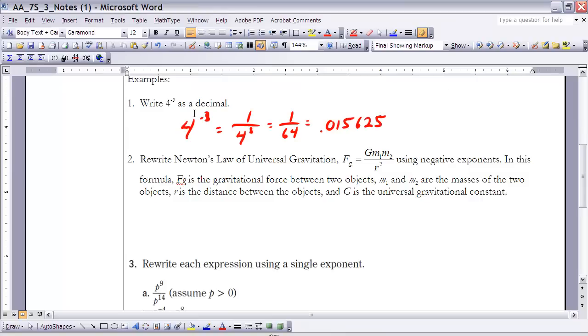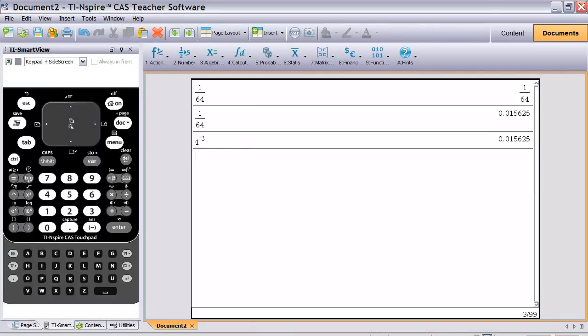I can think of 4 to the negative third as 1 over 4 to the third. Well, 4 to the third is 4 times 4 times 4. 4 times 4 is 16, and 16 times 4 is 64. So 4 to the negative third is actually 1/64th. If I do that on my calculator, 1 divided by 64, I get 0.015625. I'm going to show you that on your calculator as well. So 1/64th is equal to 0.015625, and 4 to the negative third is also the same thing.